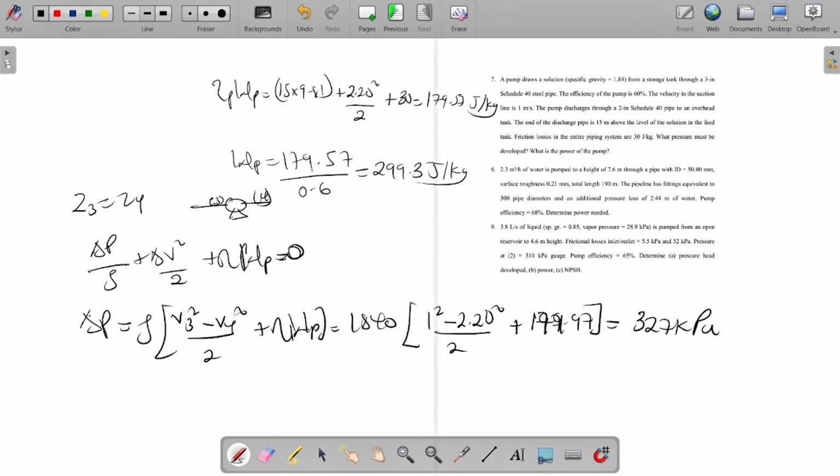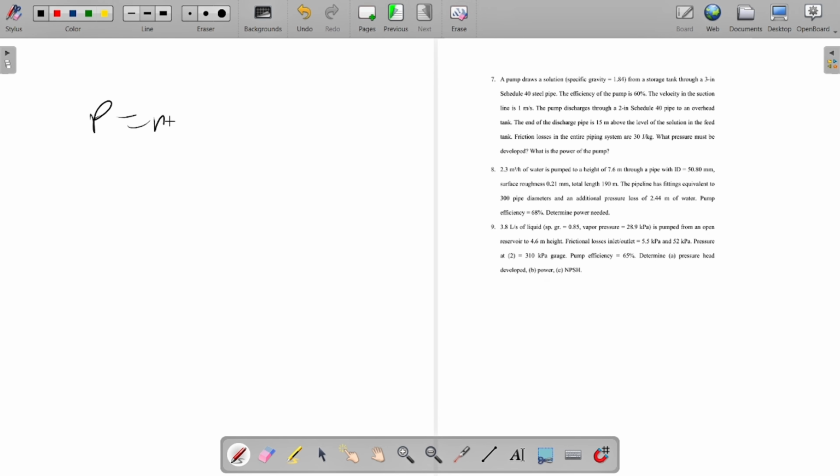So the question said that we should calculate what pressure must be developed. So we have the pressure now, and they're asking us to also calculate the power. As I said from the top over there, the power is given by the mass flow rate times the WP. And you know that mass flow rate is rho VA. So over here, rho we have 1500. The V over here is V3, which is 1. Then we have to multiply by the area, which is A1.